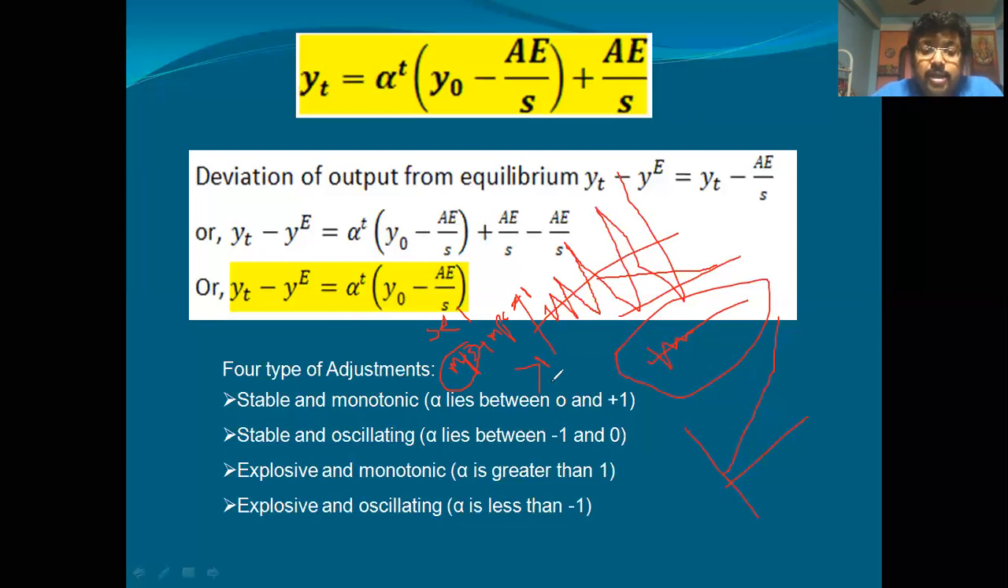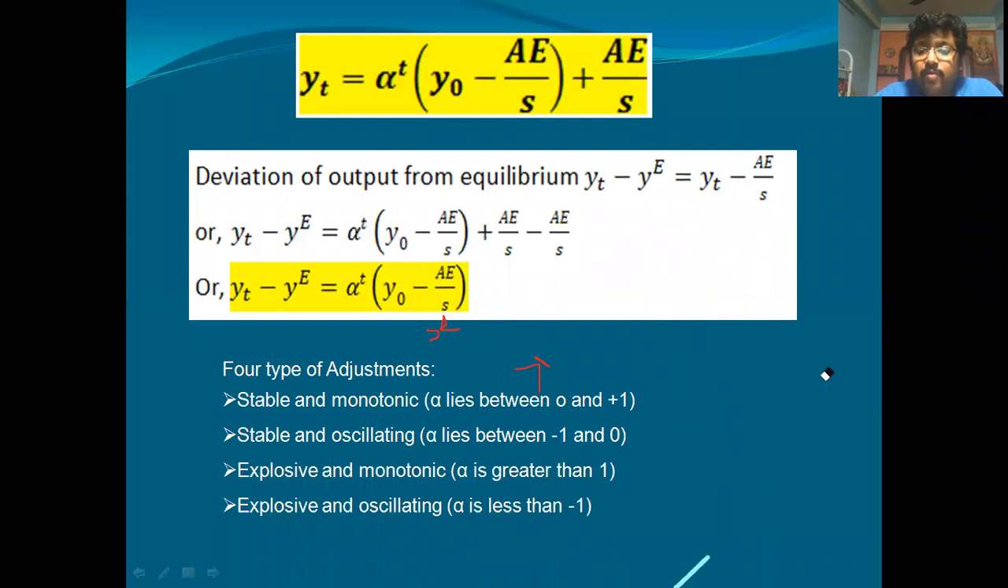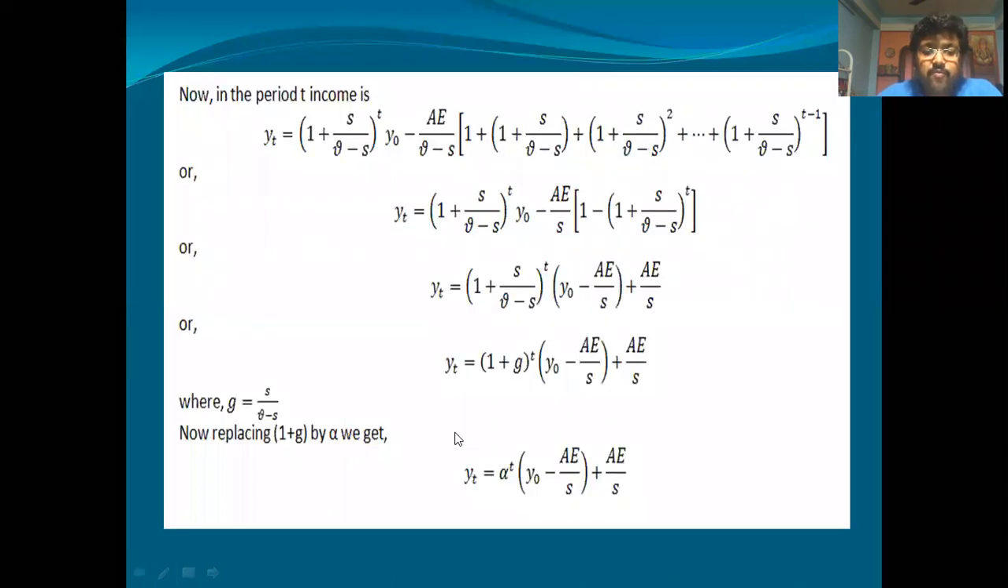So what happens? If you have a look at our previous slide, then you can find what I am trying to say. Marginal propensity to save and capital output ratio: if one is greater than one and the other is less than one, so it is positive. Here G is positive, and one plus G is greater than one.